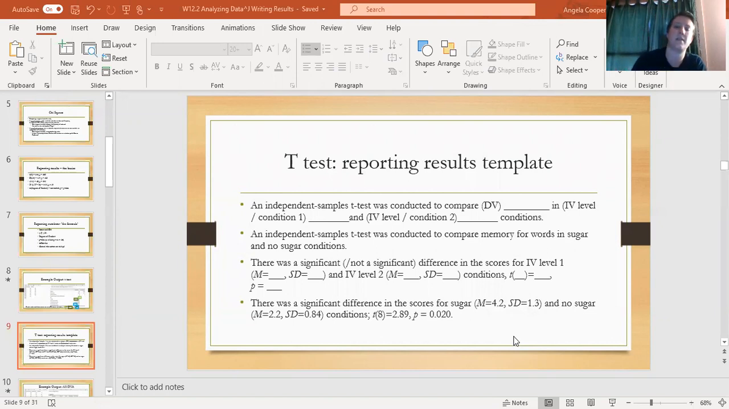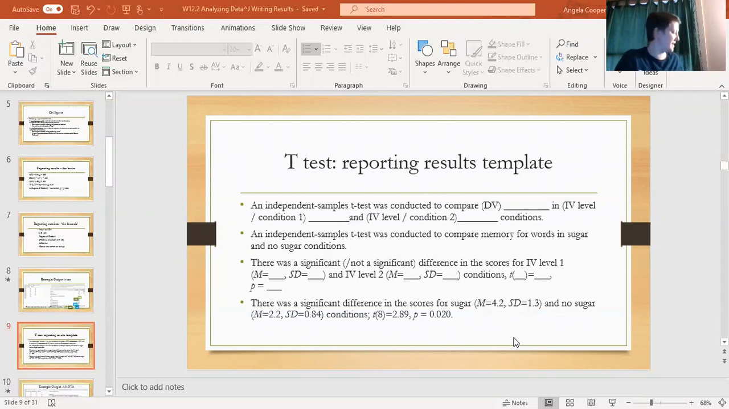So if you're doing an independent samples t-test, you can say, an independent samples t-test was conducted to compare whatever your dependent variable is. So to compare test scores in IV level or condition number 1. So to compare test scores in Professor Cooper's class and Professor Greenwood's class, those conditions. So another example here is an independent samples t-test was conducted to compare memory, the dependent variable, for words in sugar and no sugar conditions. So participants are provided sugar or they're not provided sugar.